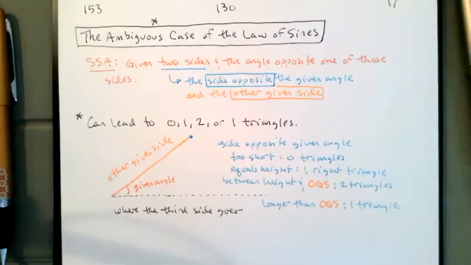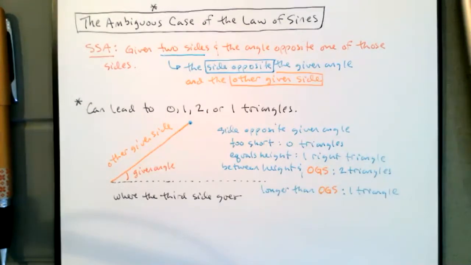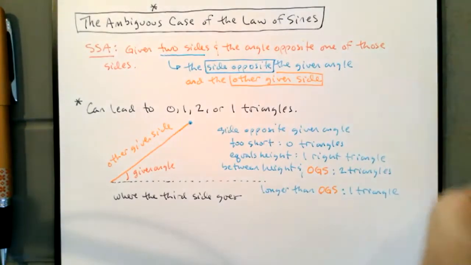Yesterday I mentioned that we don't have to determine which case we are in. We can, but we don't have to. The numbers will tell us whether we have 0, 1, 2, or 1 triangle. So we can calculate the height, but we don't have to calculate the height. Let's look at an example.